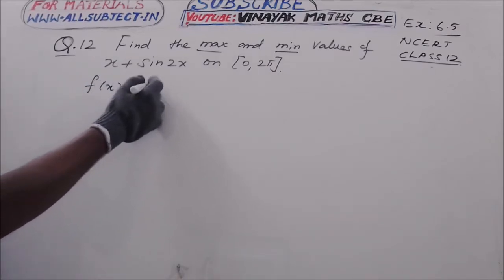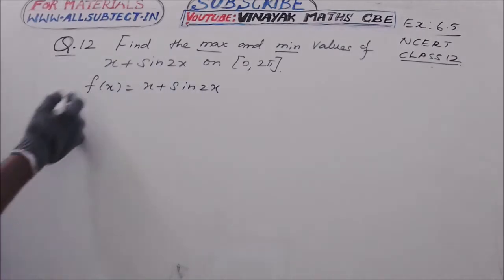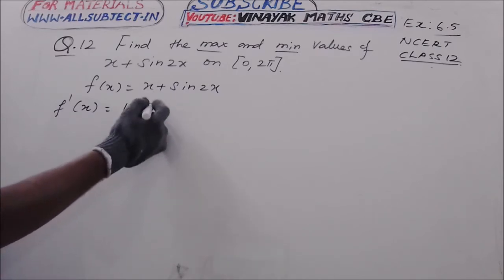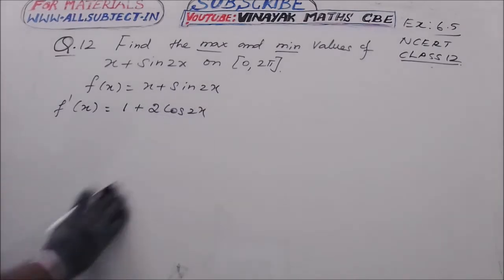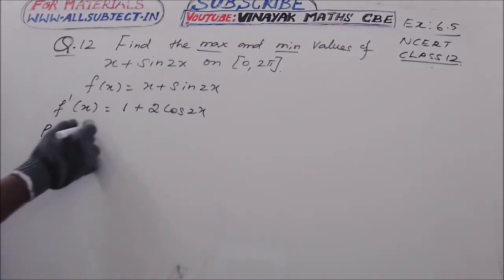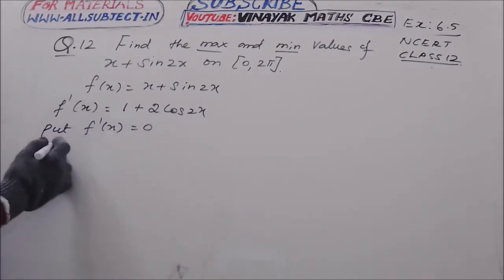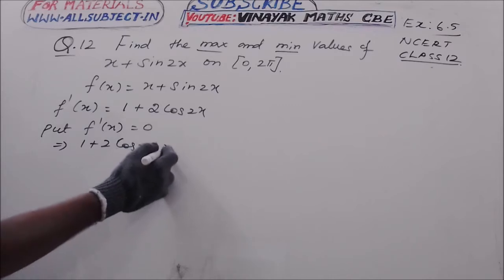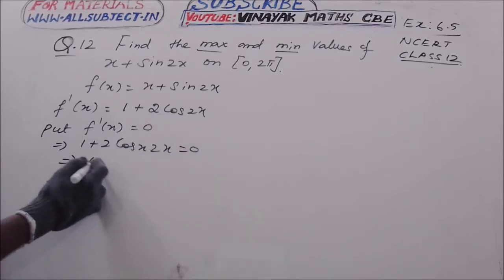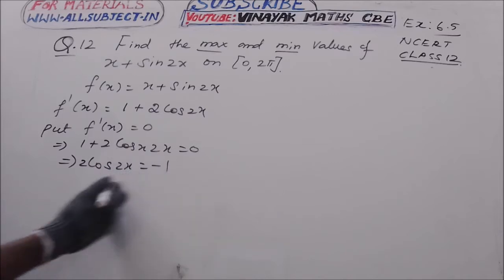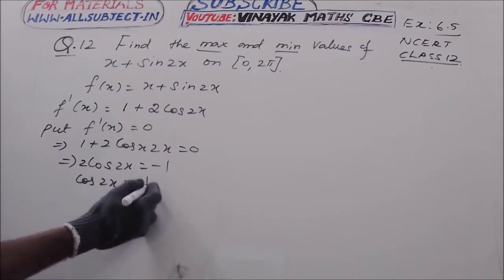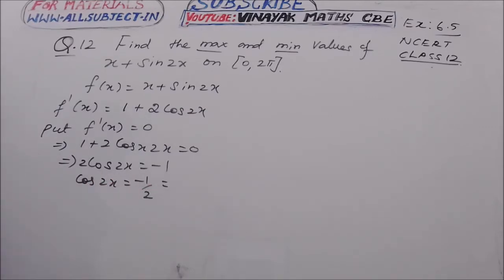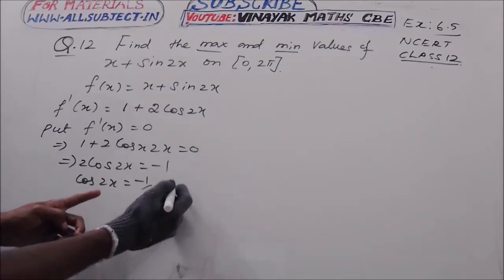Given f of x is equal to x plus sin 2x, differentiating with respect to x, f dash of x is equal to 1 plus, derivative of sin ax is a cos ax, so 2 cos 2x. Put f dash of x equal to 0. This implies 1 plus 2 cos 2x is equal to 0, which implies 2 cos 2x is equal to minus 1 and cos 2x is equal to minus 1 by 2.